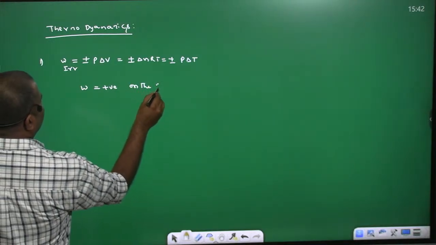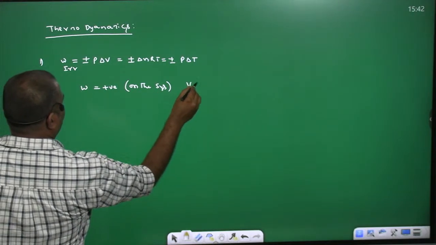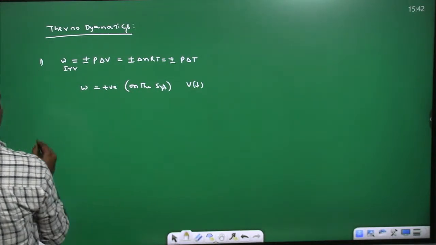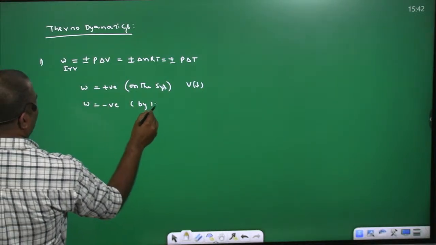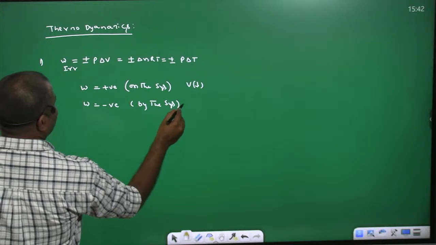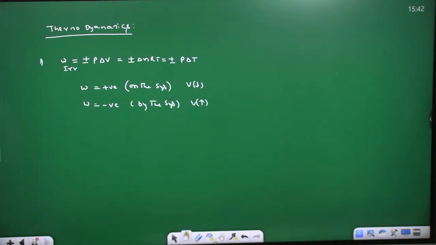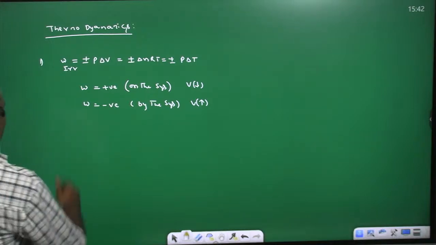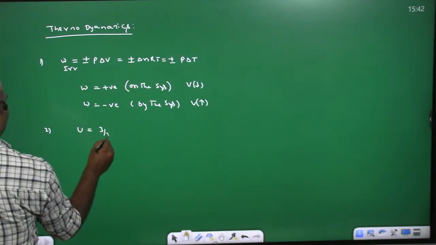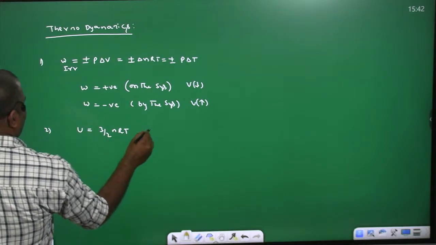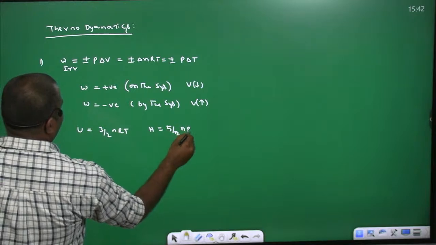On the system means gas compression. Volume decreasing means gas compression. The work can be taken as negative sign when work is done by the system. The gas expansion is observed, means volume increases. Right. The next one. Internal energy formula 3 by 2 nRT. Enthalpy formula 5 by 2 nRT.